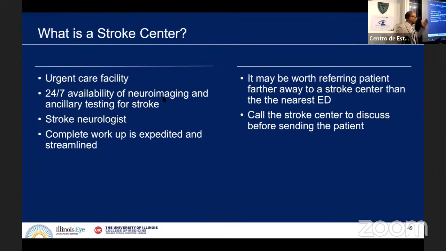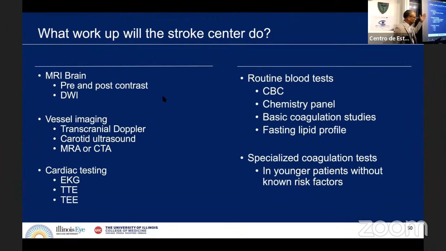So what is a stroke center? It's an urgent care facility that can very quickly and efficiently work up the risk factors for a stroke and start any blood thinners or whatever else it is that they need to do. They will do quickly MRI, vessel imaging, all of these things to help make that diagnosis. We're ophthalmologists, we don't do that. But you make the diagnosis and you send them to a place where they can.